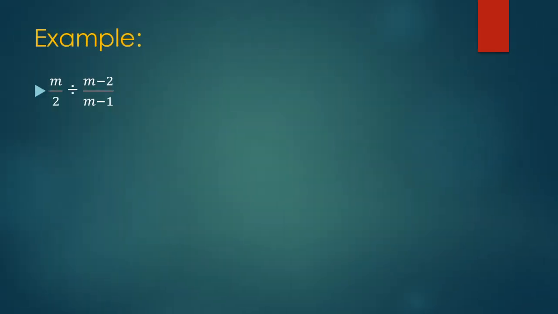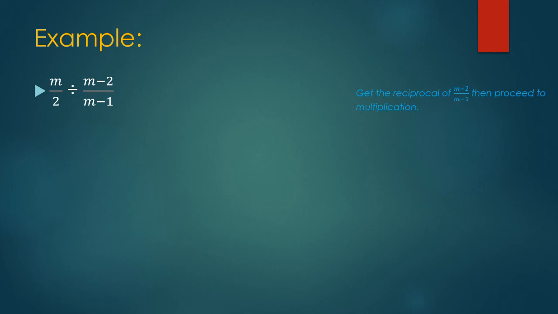Now, we have the next example. In this example, we get the reciprocal of m minus 2 over m minus 1, then proceed to multiplication. We get the reciprocal of the divisor. So, ang divisor kasi, doon mo dinidivide yung ating first fraction. So, si m over 2, dinivide siya kay m minus 2 over m minus 1. Kaya yun yung ating kukuhanin na reciprocal.